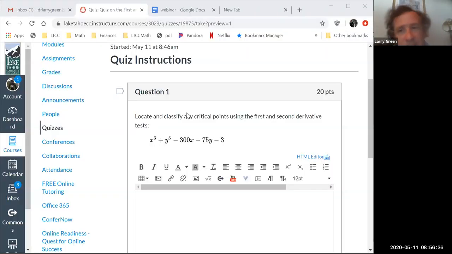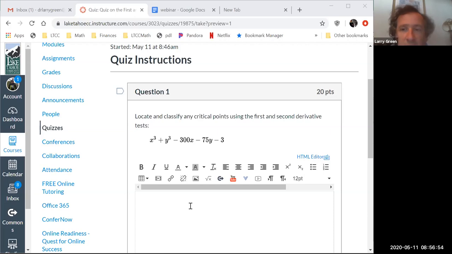Okay, so there's this one question: locate and classify any critical points using the first and second derivative tests. We have x cubed plus y cubed minus 3x minus 75y minus 3. I didn't write it out. I probably should have. That was f of xy.